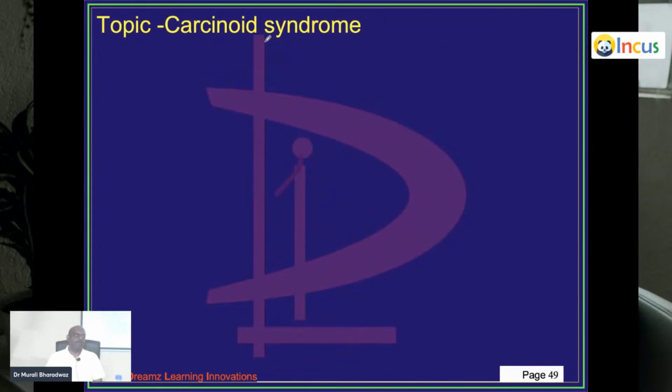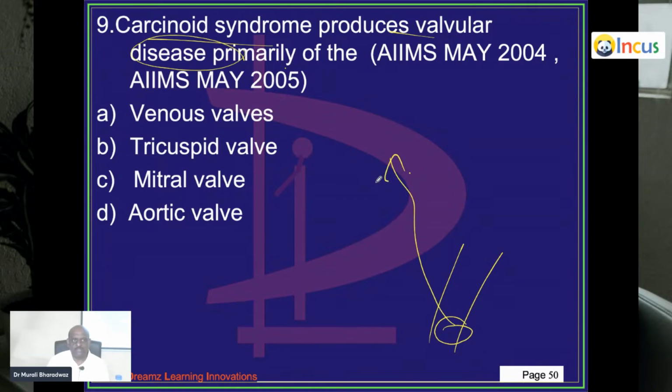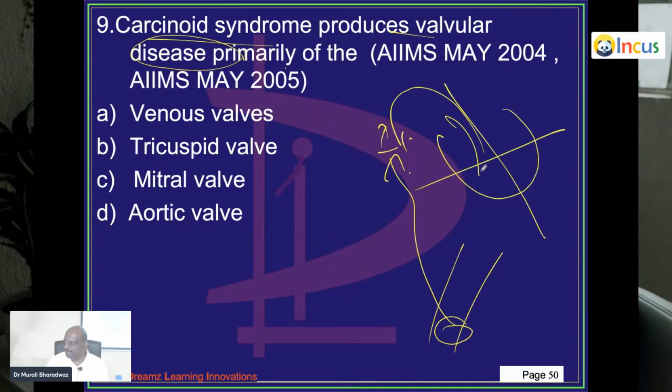Then comes the next topic, carcinoid. Carcinoid typically produces a valvular disease. Where do you find it? In the ileum. Ileal carcinoid. So ultimately all the blood of the gut will pass through mesenteric vessels, ultimately reaches the IVC, goes to the right side of the heart, and when it reaches the tricuspid valve it will lead to vegetations on the tricuspid valve.